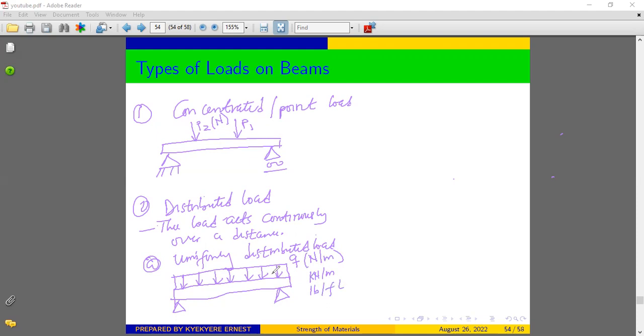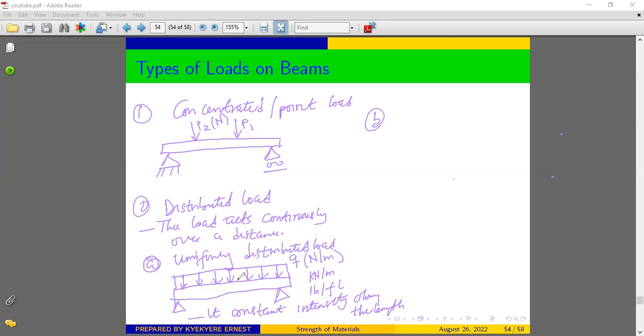We also have the second type, type B, which is called the non-uniform. Before we go to the non-uniform, the uniform distributed load has a constant intensity along the length. So what that means is that every point along those distributed loads will have the same intensity.